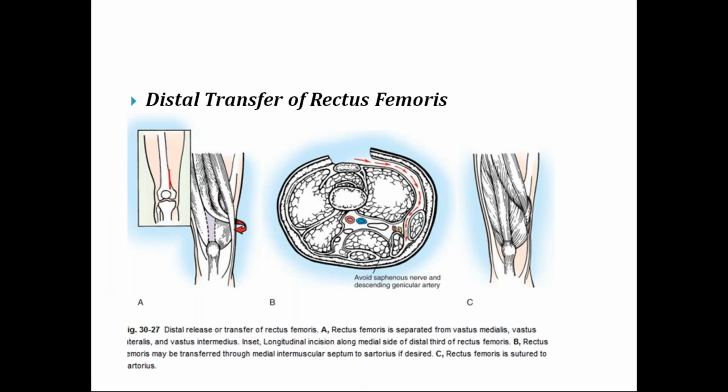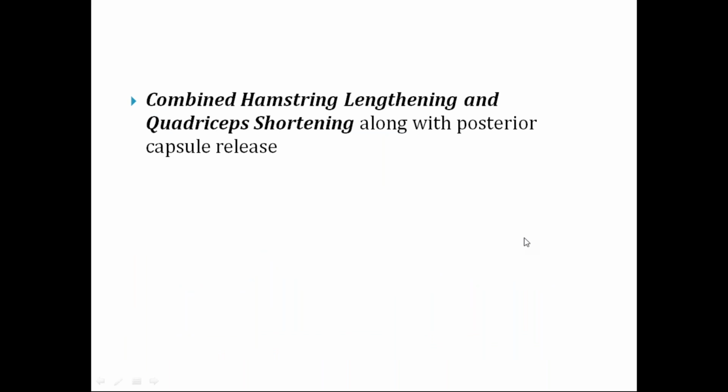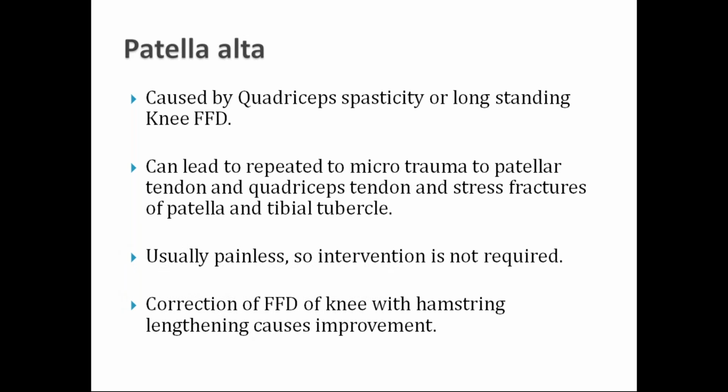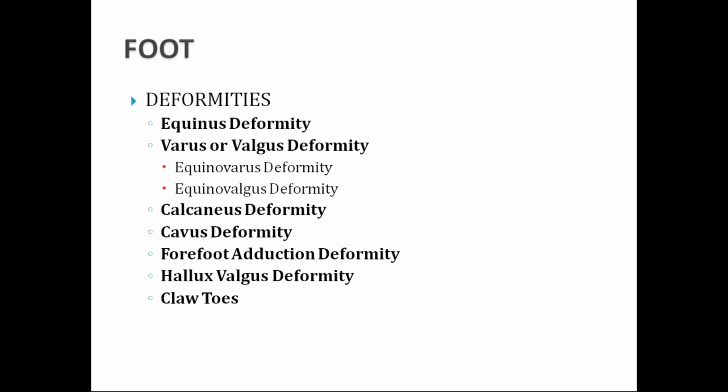Or distal transfer of rectus femoris. So this rectus femoris which gets inserted here, this can be released and this can be inserted at that position itself. Patella alta means patella will be raised upward than its usual position. It is due to quadriceps spasticity. So what we have to do, we have to release the quadriceps. The quadriceps spasticity can be released by dividing it, by doing recession.